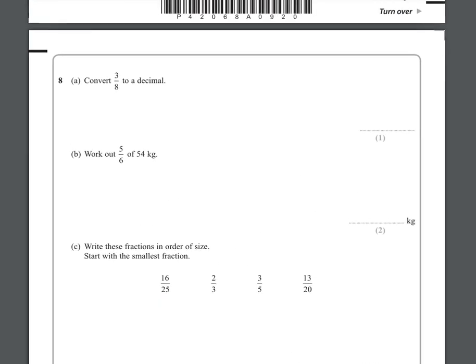Convert 3/8 to a decimal, so that it's just 3 divided by 8, or you can put 3/8 into a calculator. You've then probably got to press the S to D button, depending on what kind of calculator you've got, and it will tell you that it is 0.375.